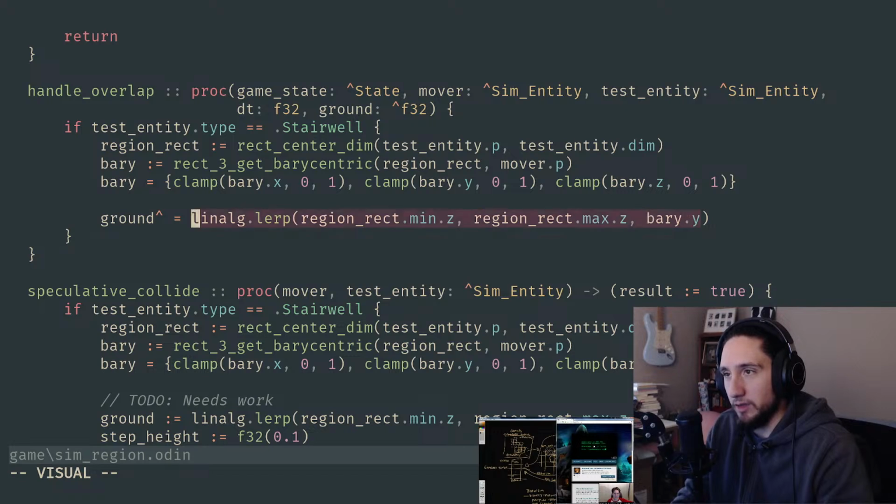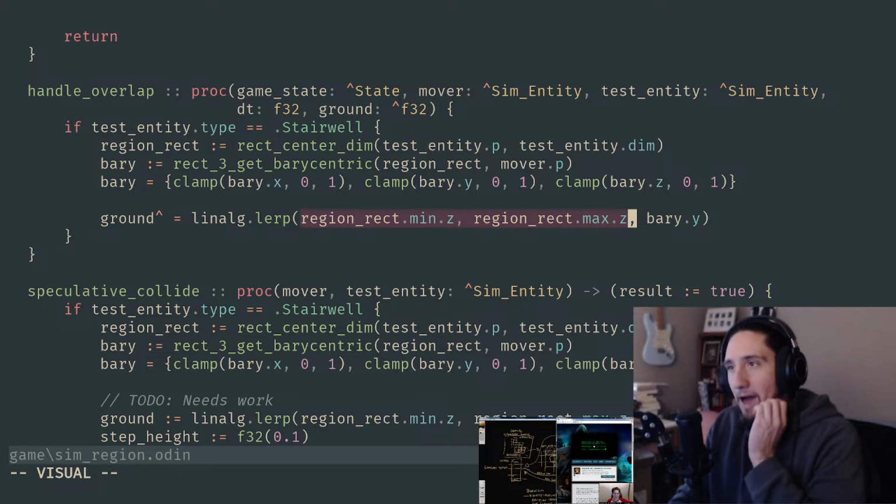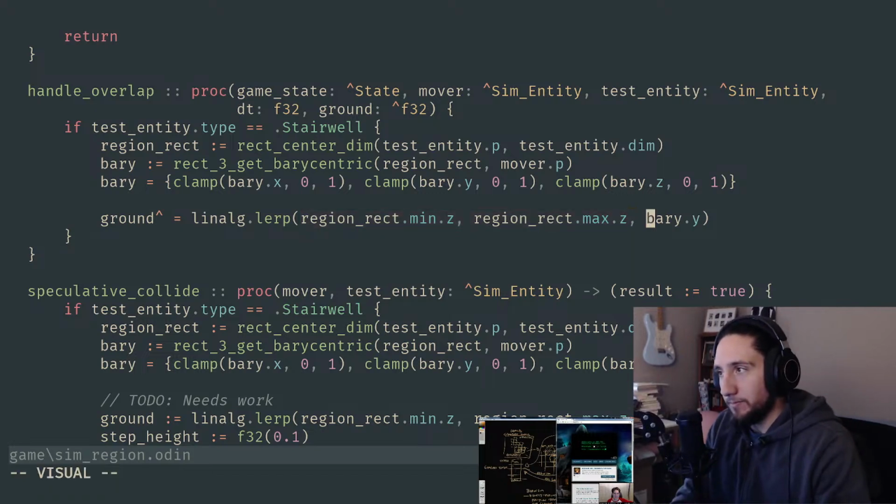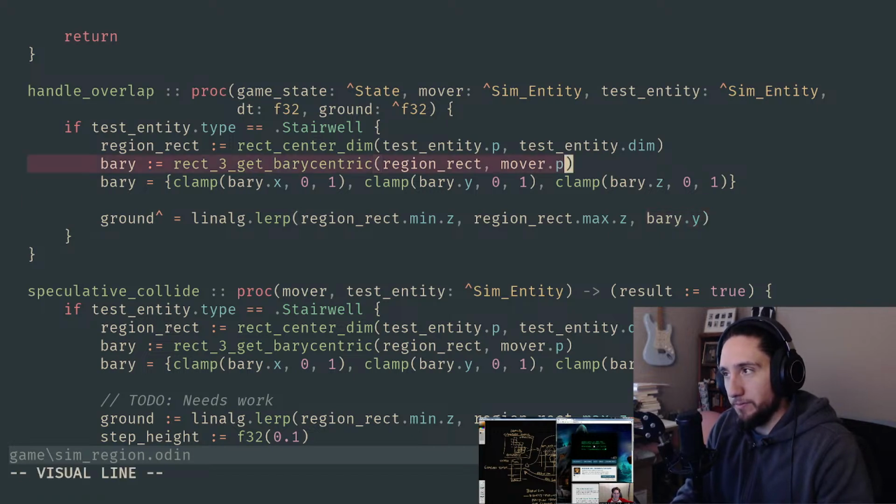That's because I immediately got kind of distracted and a little bit confused about what it is we're even passing in here, because we've got this barycentric thing going on, and then we have the region rectangle. But this makes sense, right? We're going from the min Z to the max Z of the region rectangle that we care about, which is the bounds of the test entity going out in its dimensions from its origin. And then we have that barycentric y coordinate coming back from this call.